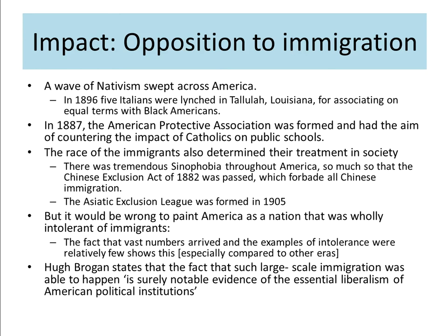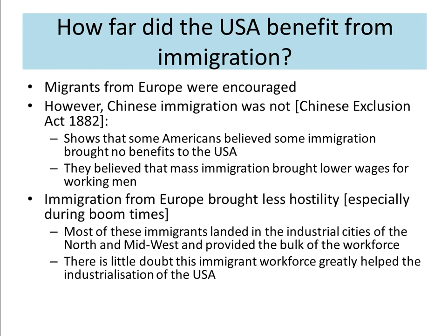So it would be wrong, in a sense, to paint America as a nation that was wholly intolerant of immigrants. In fact, there are tremendous success stories, much of which we've already talked about. But the fact that there is some intolerance is a troubling concern. I would say, however, that opposition to immigration is probably less than it would appear on its surface. Certainly, there are big examples of it, but they don't have a humongous impact, except for the measures taken against the Chinese. The fact that vast numbers arrive, and the examples of intolerance are relatively few, shows that, especially compared to other eras, things are okay in America regarding toleration of immigration. Author and historian Hugh Brogan states that the fact that such large-scale immigration was able to happen is notable evidence of the essential liberalism of the American political institutions, the fact that Americans were open, liberal, and accepting.